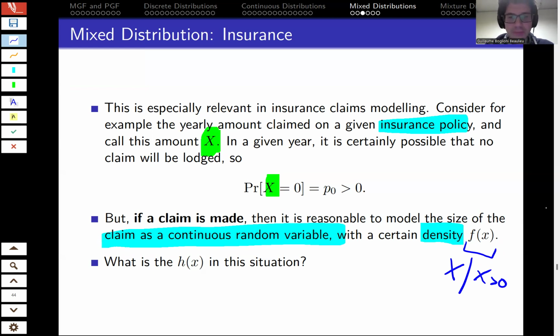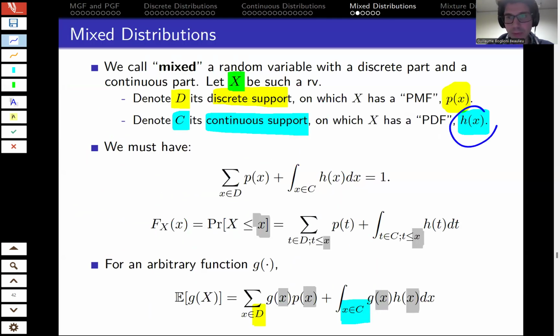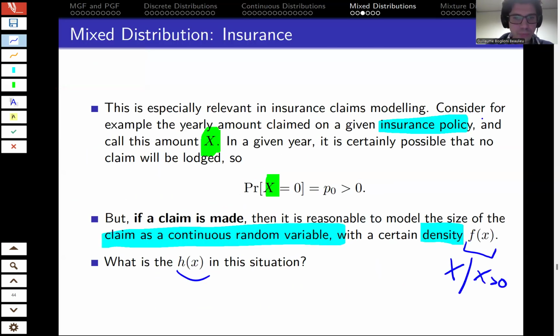Now, under this framing, and with h x as defined before, can you tell me what is h x in this framing? Maybe pause the video, take a second to think about it.